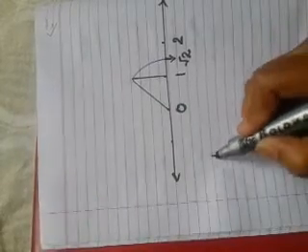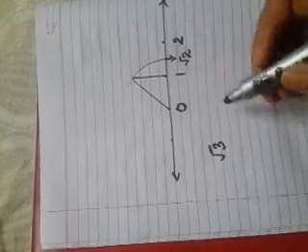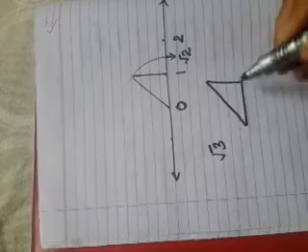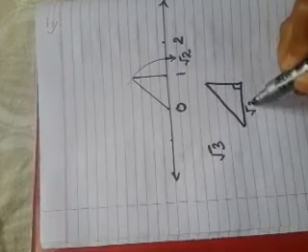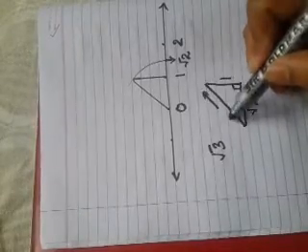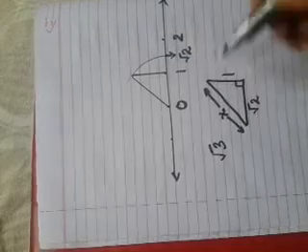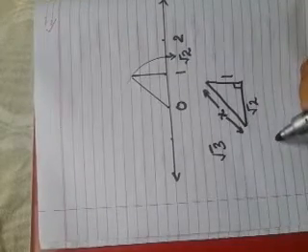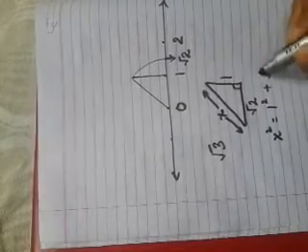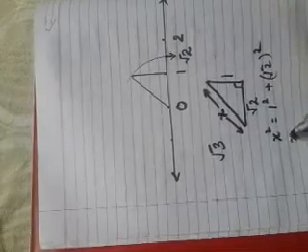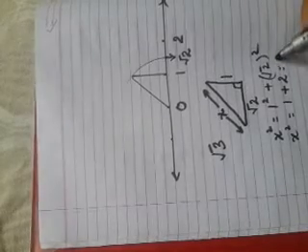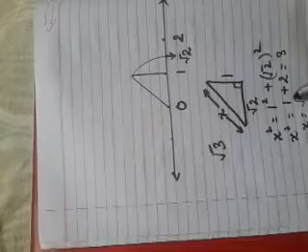Now to represent root 3, we'll be applying the same trick. What is the trick? We'll see that this is a right triangle, and if this distance is root 2 and this distance is 1, what will be this distance? Let us find out. I am taking it as x. Applying Pythagoras theorem, x square is equal to 1 square plus root 2 square, or we can say x square is equal to 1 plus 2, or 3. It means x is equal to under root of 3.